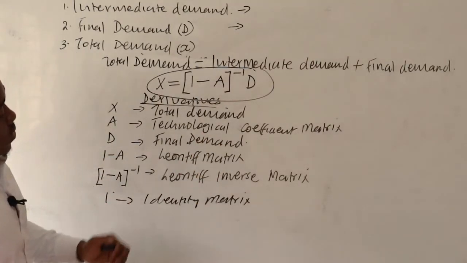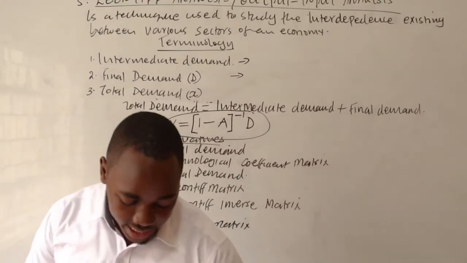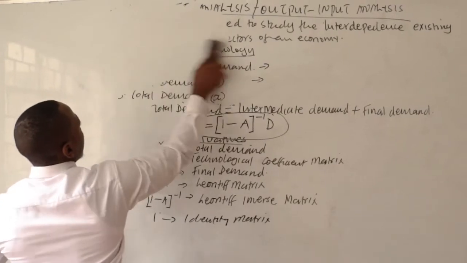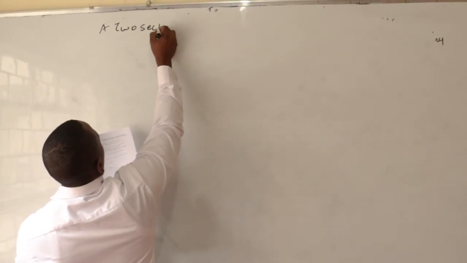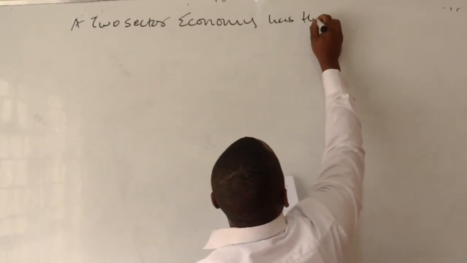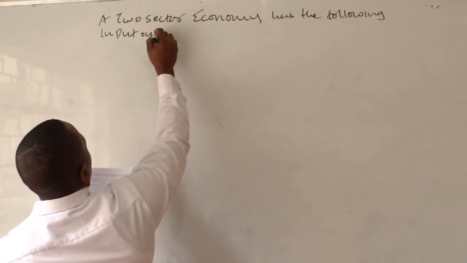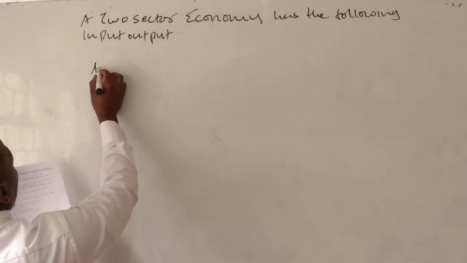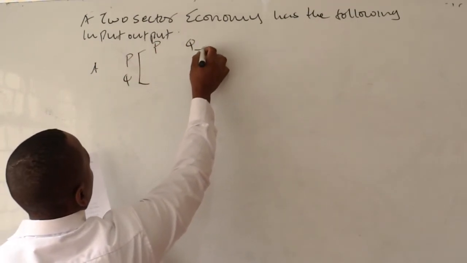With that, now we can do an illustration. Allow me to write it. A two-sector economy has the following input-output. So we are given A, we have P, we have Q.